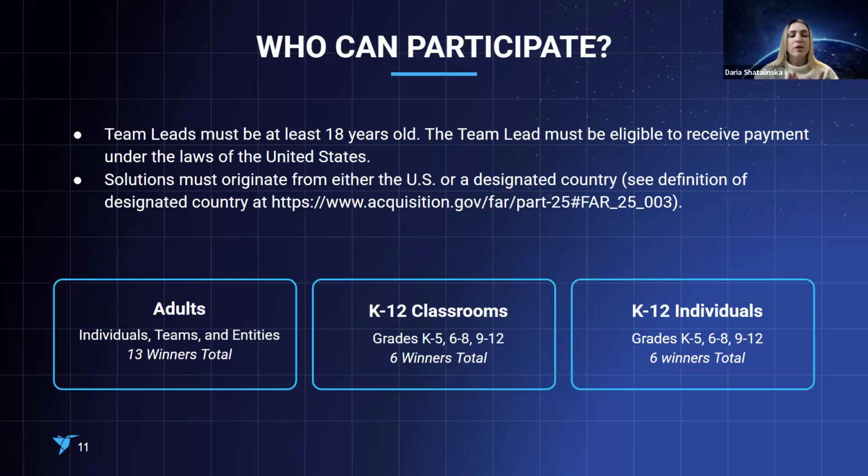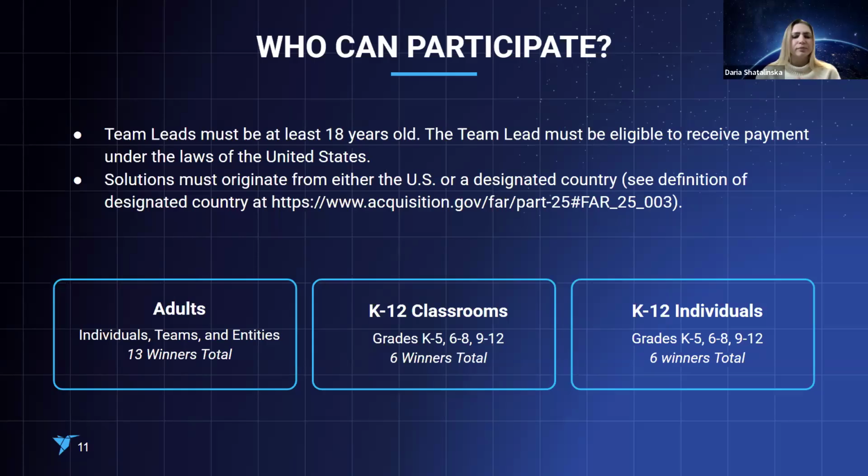So with this project, our goal was to open it up to a global audience and encourage as many people as possible to participate. There are a few ground rules that we need to follow, and I'll go over those shortly. We've divided the participants into 3 main groups. So we have adults, K through 12 classrooms, and K through 12 individuals. So our younger audience also can participate either as part of their classroom in school or as an individual student.